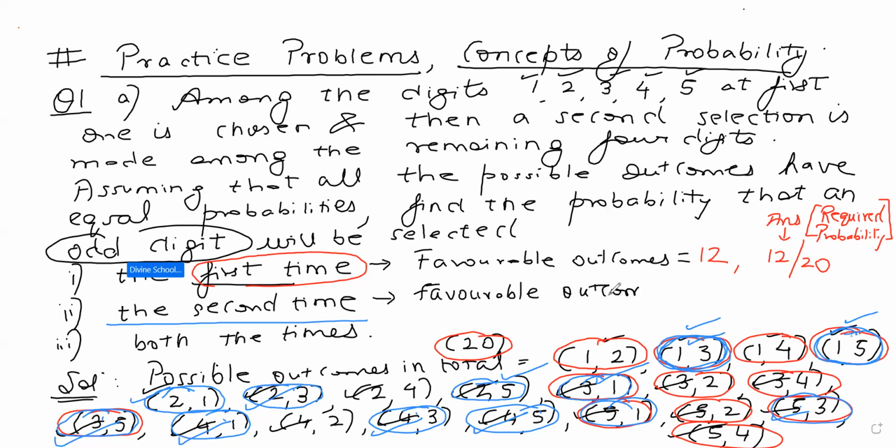The number of favorable outcomes are 12. So what is my required probability? 12 by 20. And now I use the pink color.